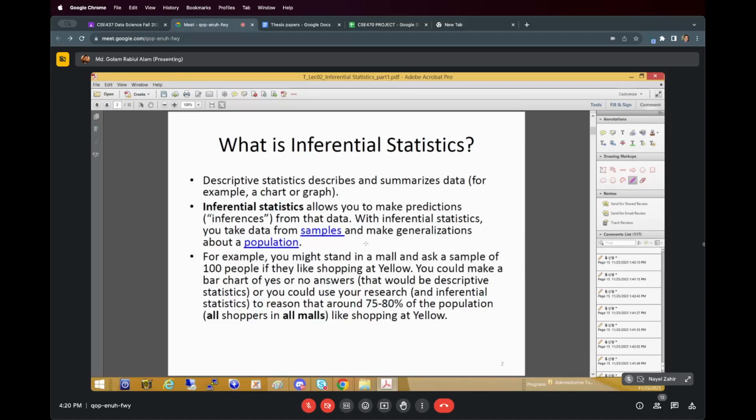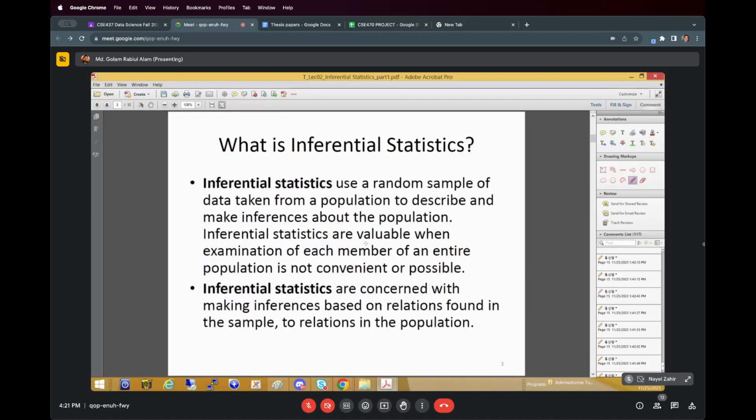But if you want to claim that around 70 to 80% of the population like shopping at YOLO, this is a claim. This is a hypothesis. For us to say this, we have to prove that hypothesis. We have to test the hypothesis to conclude the statement. So that means we need inferential statistics for that.